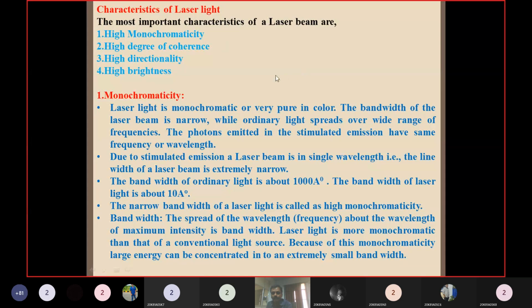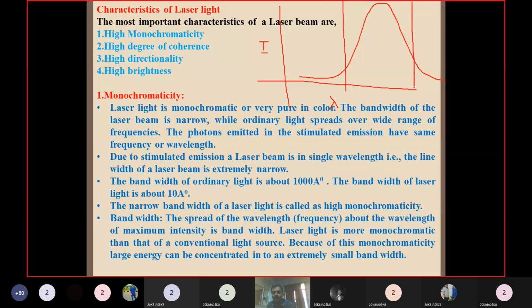Compared to normal light, one best example of normal monochromatic light is sodium. I will explain how the bandwidth works there. On the x-axis we take either frequency or wavelength, and on the y-axis the intensity of the light. If you draw the graph for sodium light, the intensity will look like this. What is the bandwidth? It is the range of frequency or range of wavelength.